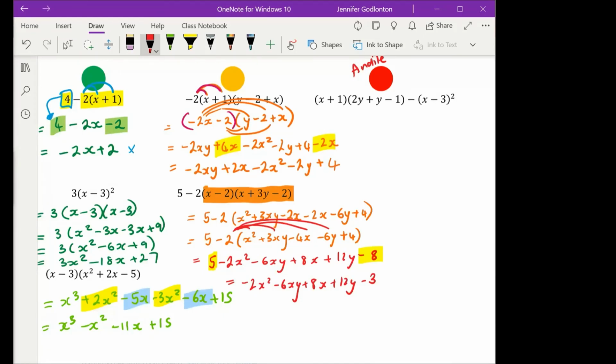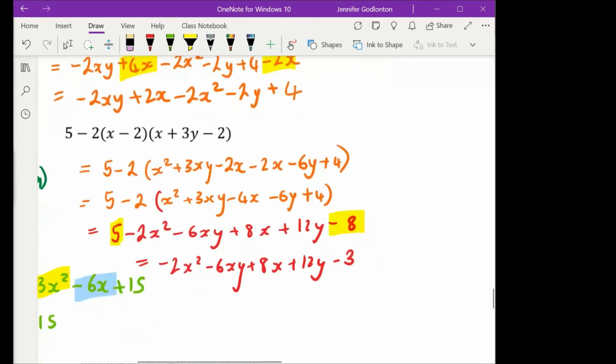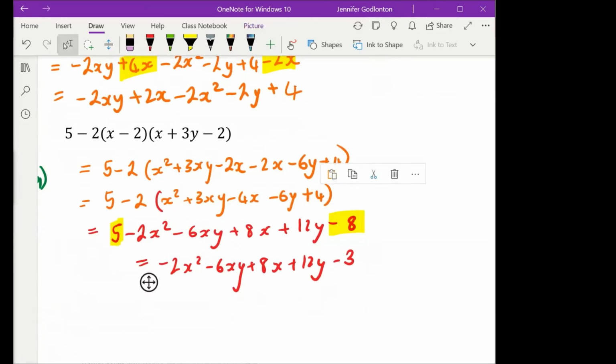Ma'am, you lost me when you first started the whole equation. Okay, sometimes when we have an equation like this, there's a couple of roadblocks that we fall into.